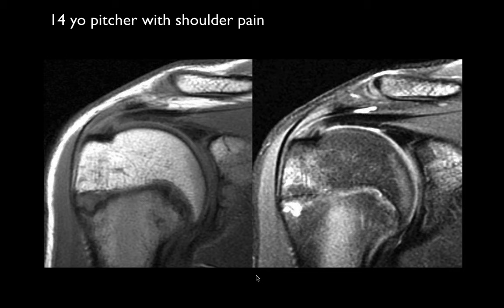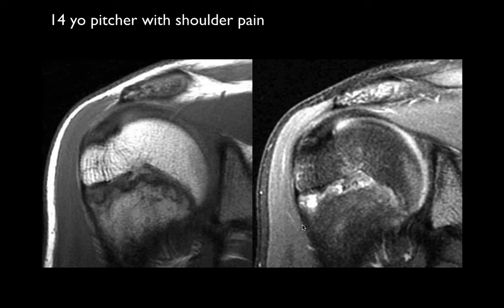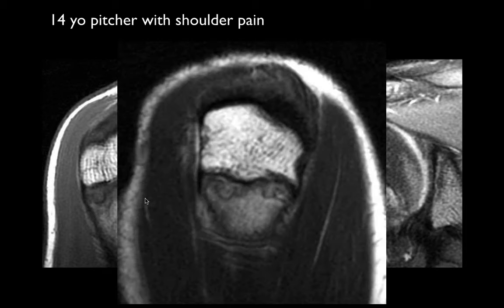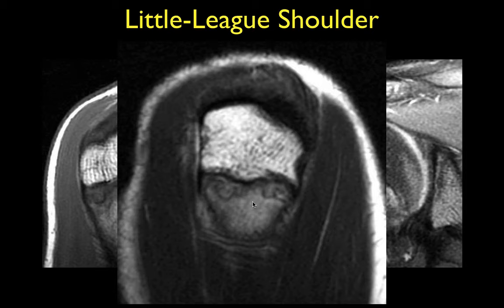A 14-year-old pitcher with shoulder pain, so coronal T1 and PD fat-saturated images of the shoulder, and there's irregularity at the lateral margin of the physis with high signal on the PD image. There's also edema within the epiphysis of the bone. Then there's more subchondral irregularity along the physis with the erosions. And then sagittal T1, so similar findings from the Little League shoulder.